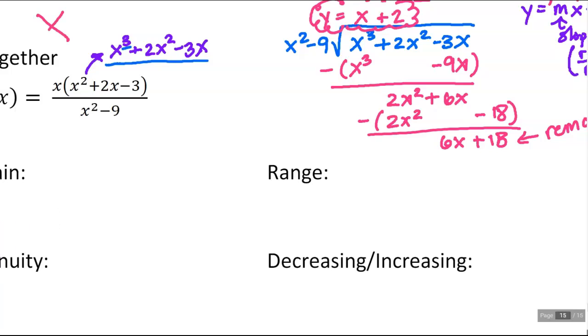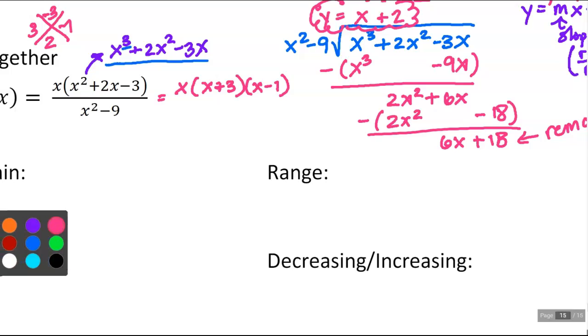So I'm going to create my little x. A times c is -3, b is 2. What multiplies to -3 but adds to 2? 3 and -1. And I don't have an a, so those are my true factors. So this is x times x plus 3, x minus 1.